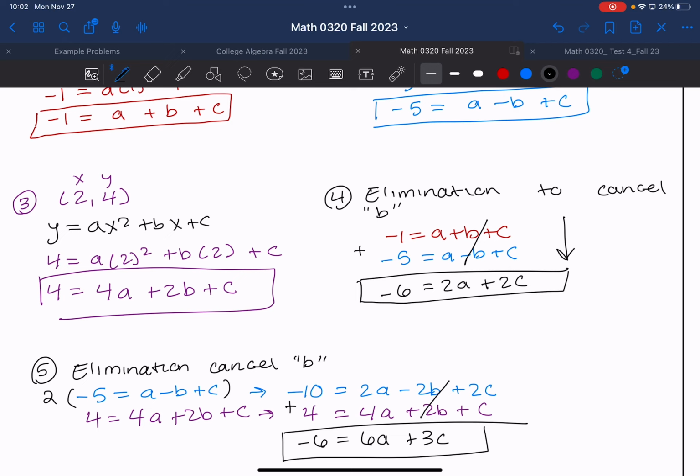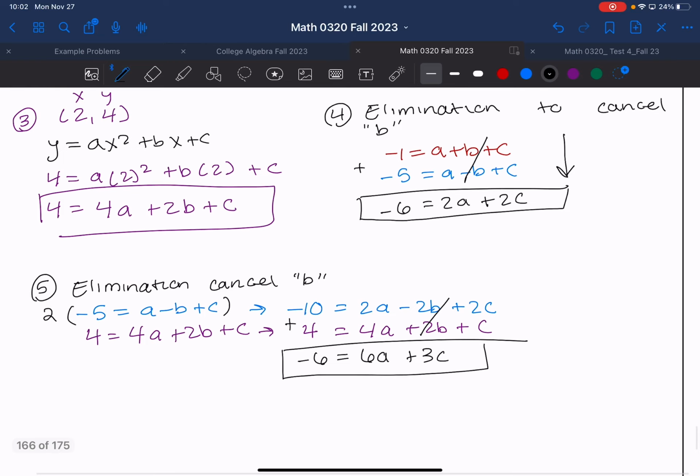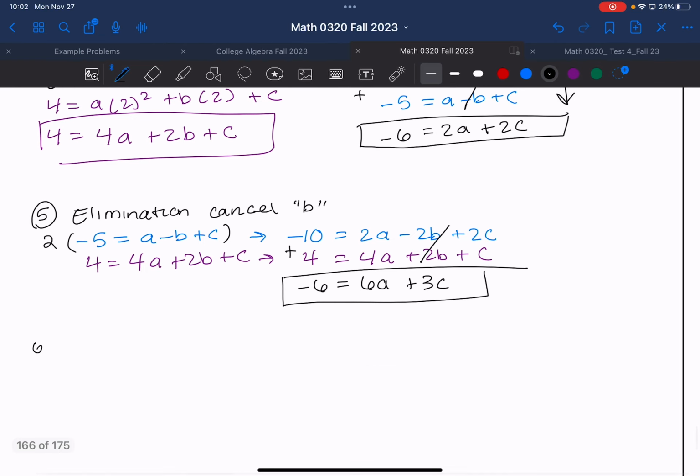Any questions so far? So I just canceled out my b's. Now I have two equations, equation 4 and equation 5, where they are only in terms of what? A and c. So now I'm going to use those equations to form my 6th equation. So negative 6 equals 2a plus 2c, and negative 6 equals 6a plus 3c.